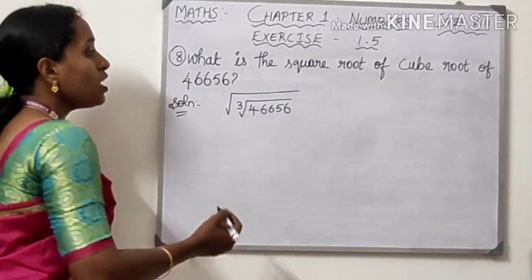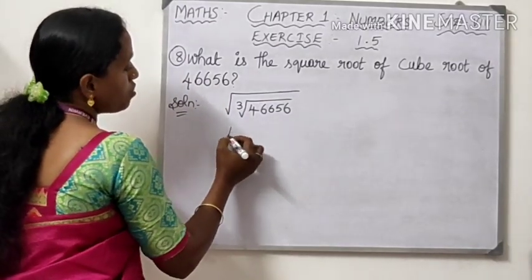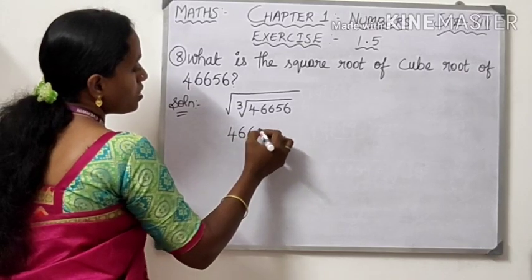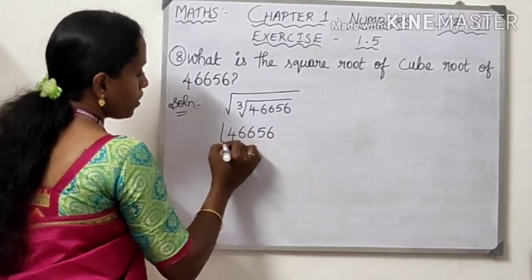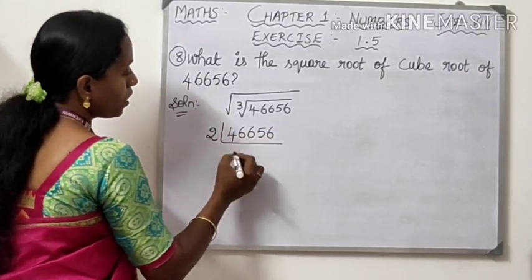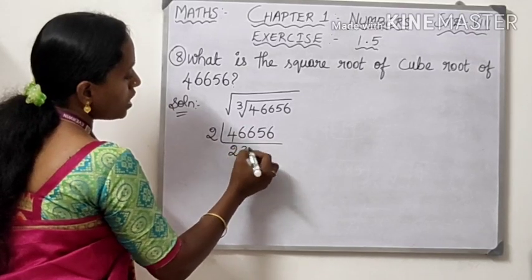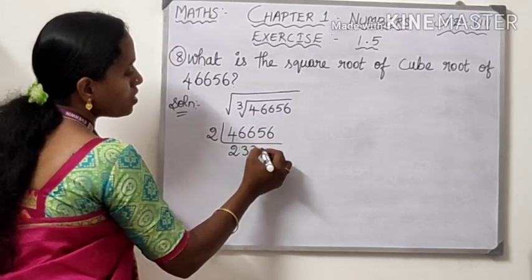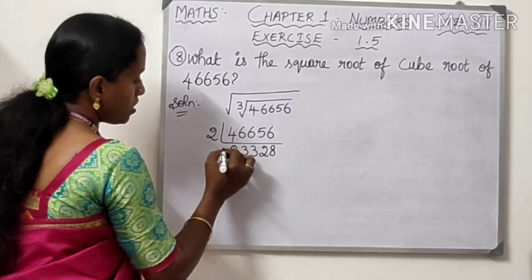So let us do the prime factorization of 46,656. Using the 2 table, 2 2s are 4, 2 3s are 6, again 2 3s are 6, then 2 2s are 4, 2 8s are 16.